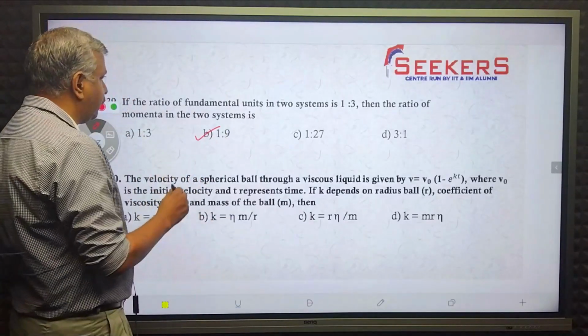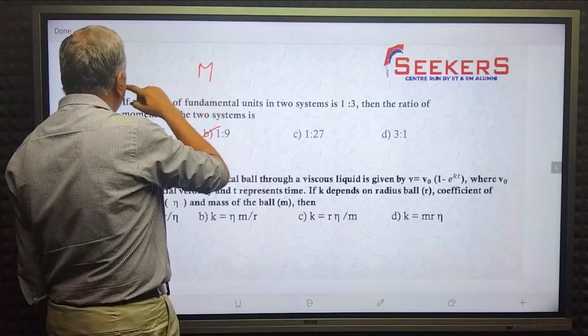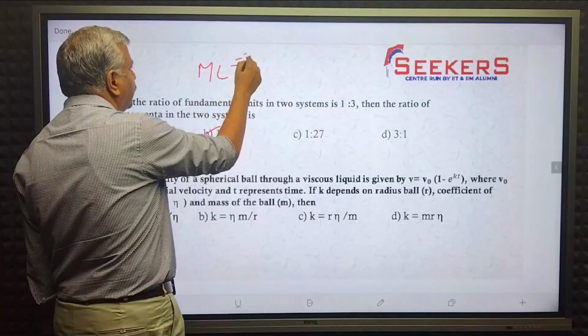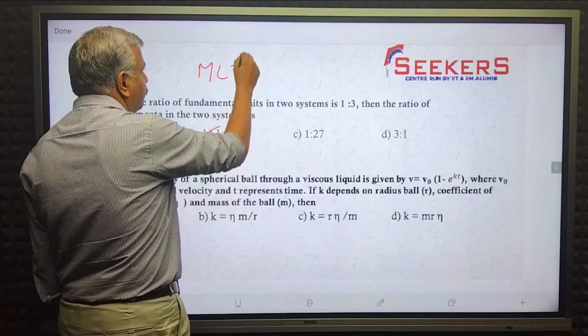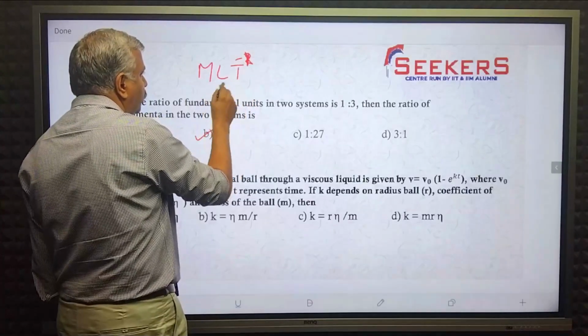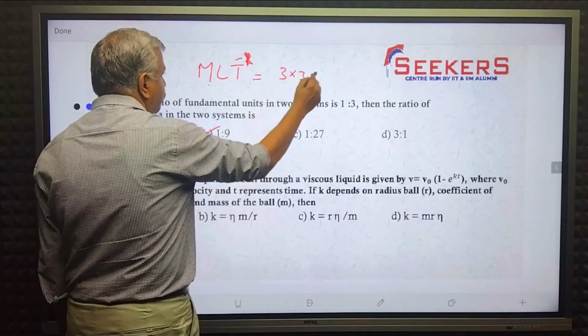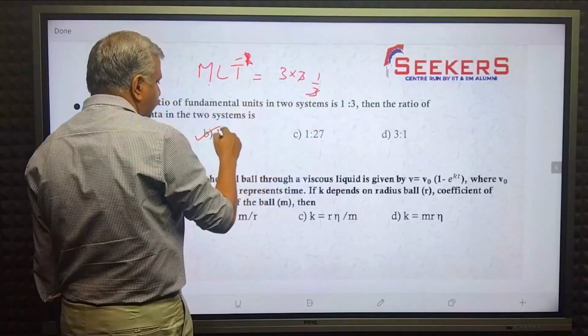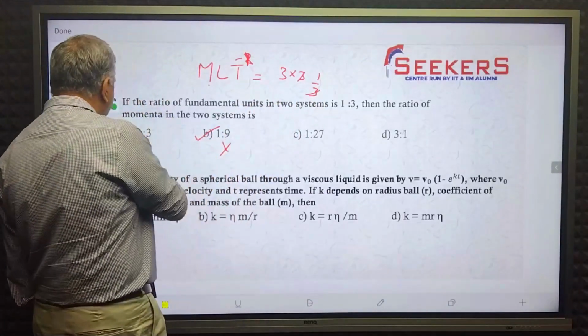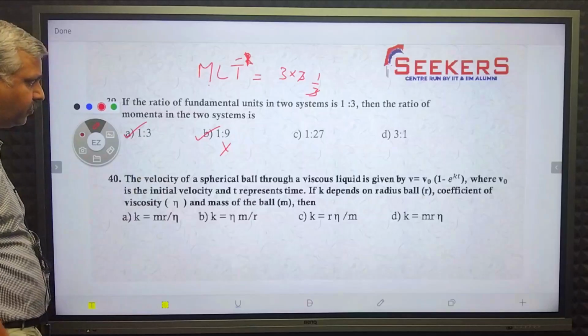But here we have to be very careful. Momentum is M L T power minus 2. Sorry, T power minus 1. So when you look at this, this is going to become 3 times, this is going to become 3 times, but this will become 1 by 3 times. So the answer is not 1:9, the answer has to be 1:3. So it has to be 1:3.